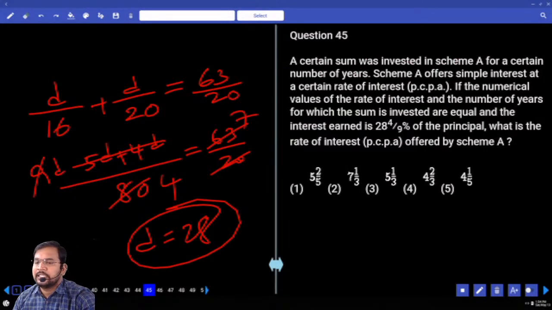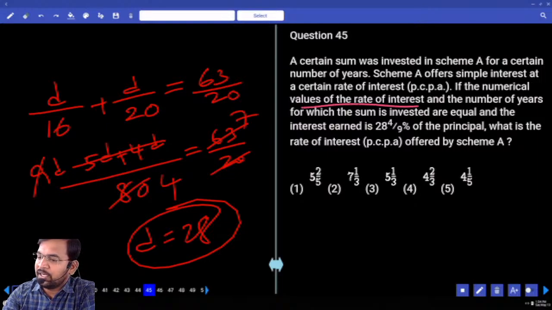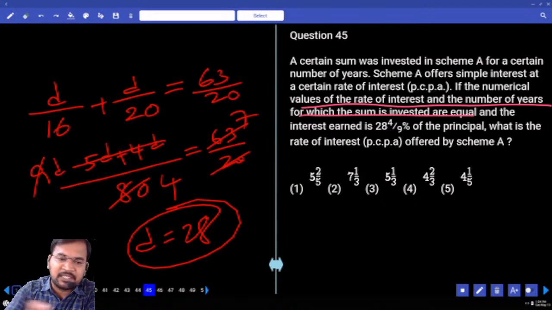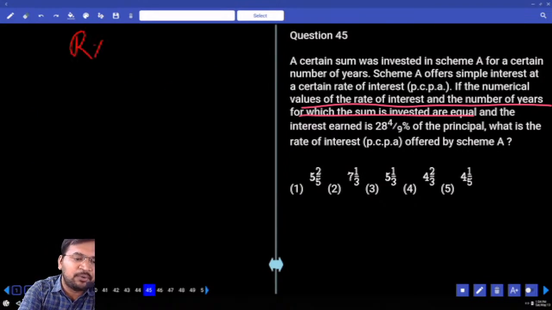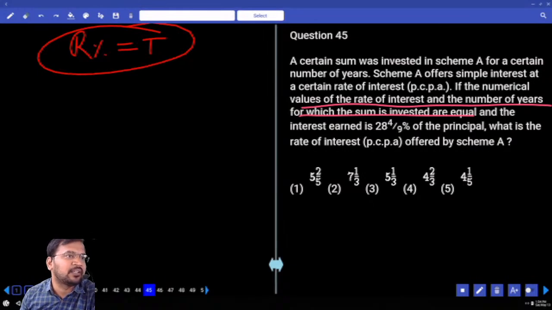Next question. A certain sum was invested in scheme A for a certain number of years. Okay, we don't know the number of years. Scheme A offers simple interest at a certain rate of interest if the numerical value of the rate of interest and the number of years for which the sum is invested are equal. Here this is very important. The number of years and the rate of interest are equal. R is equal to the rate of interest and the number of years are equal. That is very important. The total interest is what? 28 4 by 7.